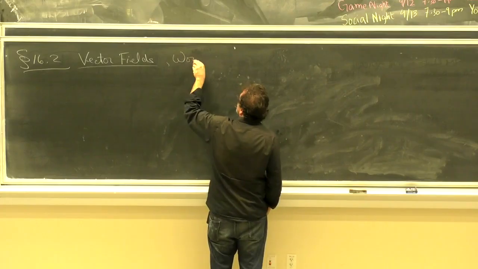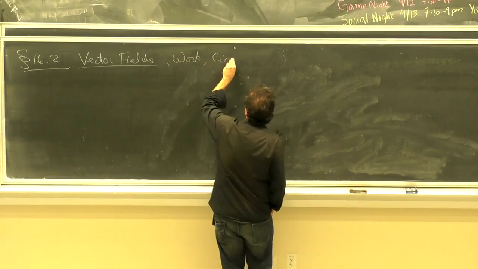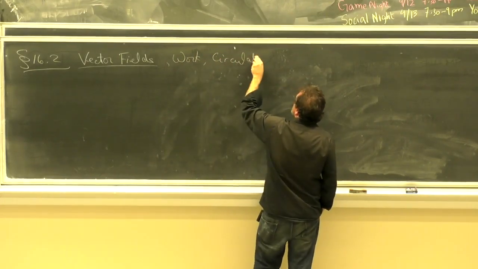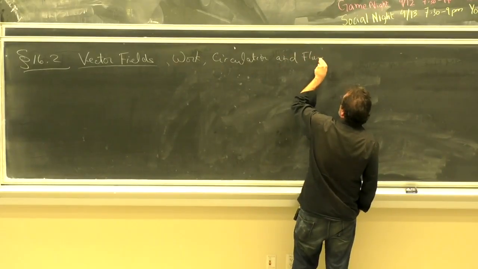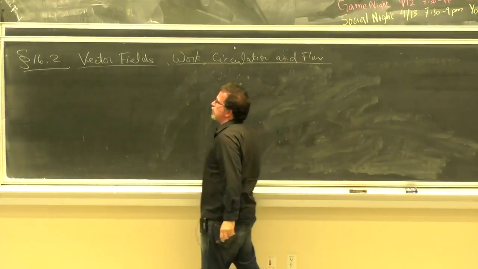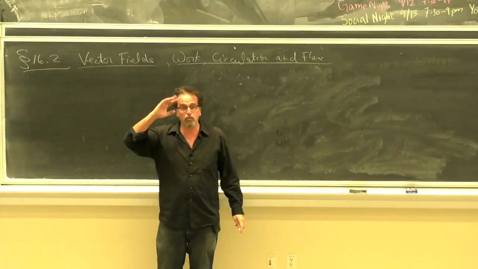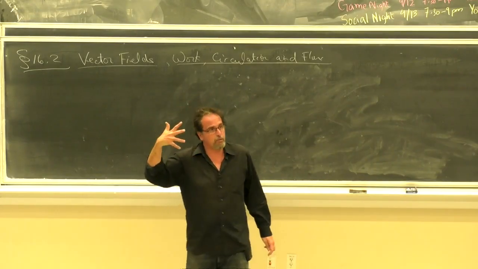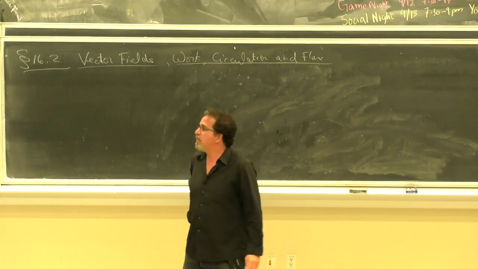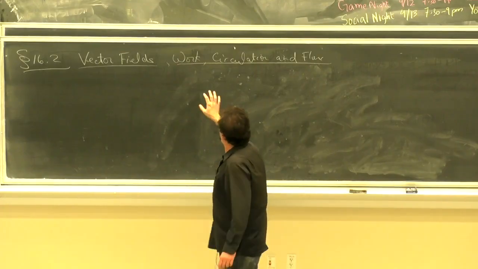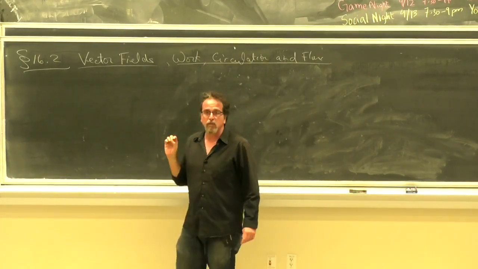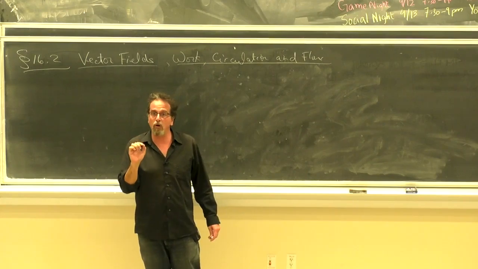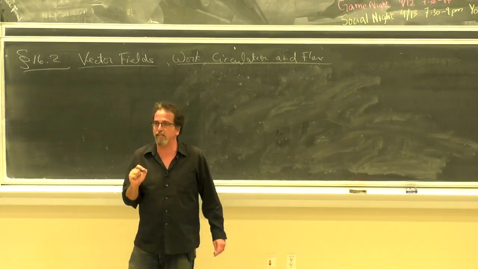Work, circulation, and flux. First we're going to talk about vector fields, which is a new construction, although you have some intuition for this construction. And then we're going to talk about three new ideas: work, circulation, and flux, which all arise as an integral. In particular, they all arise as a line integral.